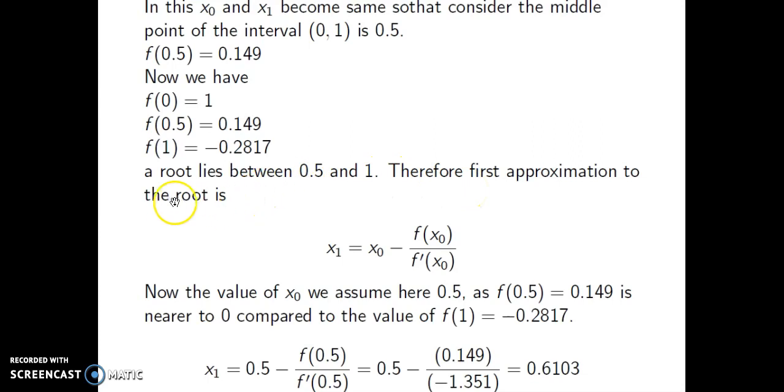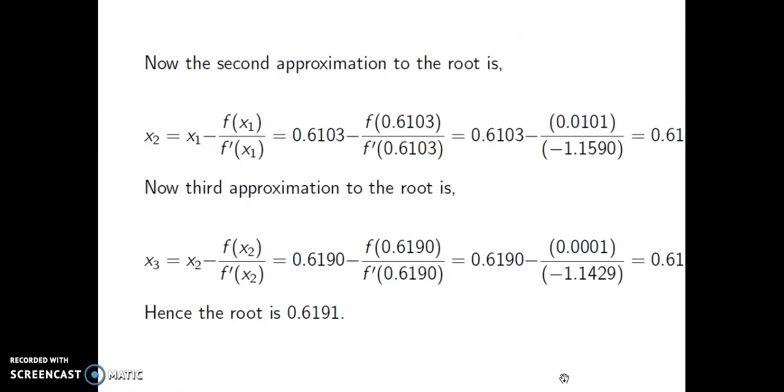Therefore, the first approximation to the root is x1 equal to x0 minus f of x0 upon f dash of x0. This is the formula. X0 we assume here is 0.5, as f of 0.5 is 0.1 and f of 1 is minus 0.2. So this value is nearer. So x0 we assume here is 0.5. x1 becomes 0.5 minus f of 0.5 upon f dash of 0.5. Calculated this, so x1 we got here as the first approximation.